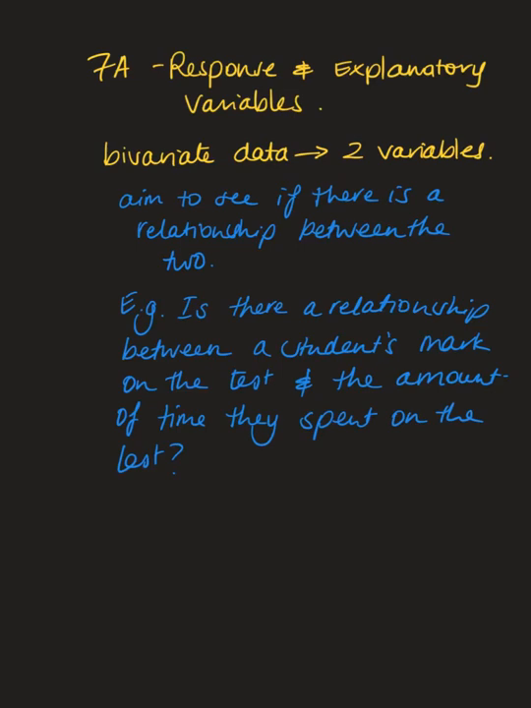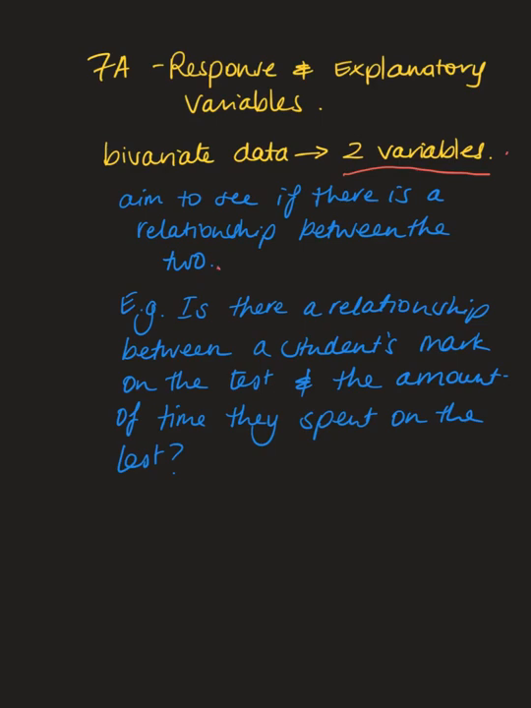Okay, in this video I'll be going through 7A, which is the beginning of bivariate data, honing in on the response and explanatory variables when we're looking at bivariate data. So once again, we are starting bivariate data. The previous topic we were looking at univariate data, which is looking at one form of data, whereas in bivariate data we have two variables, and the aim is to see if there's a relationship between the two.